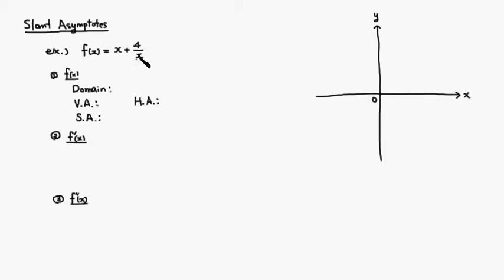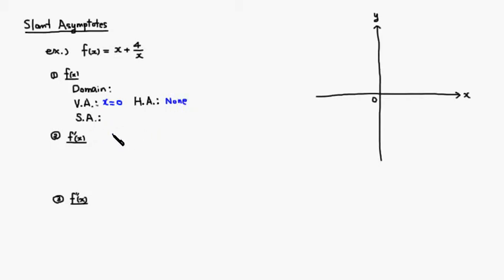The first easy one to find is the vertical asymptote. The vertical asymptote is going to be x equals 0, because that makes the denominator equal to 0. And also the horizontal asymptote. In this case, if you take the limit of the function as x approaches either positive infinity or negative infinity, it's going to be infinity. There is no horizontal asymptote.